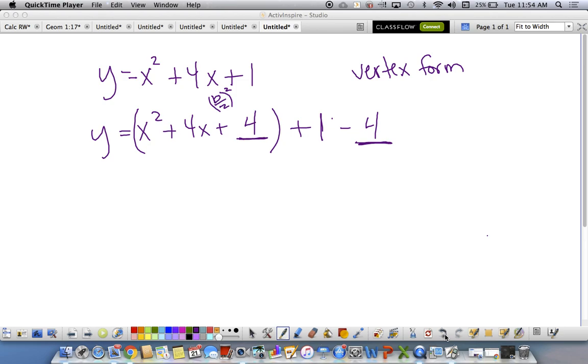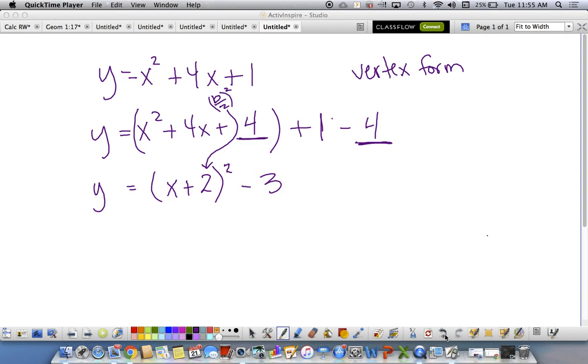So now can you factor x squared plus 4x plus 4? It's going to be x plus 2 squared. A little hint with your completing the square from a long time ago: this number right here will always just be b over 2. Now, when we simplify this, the positive 1 minus 4 is negative 3.